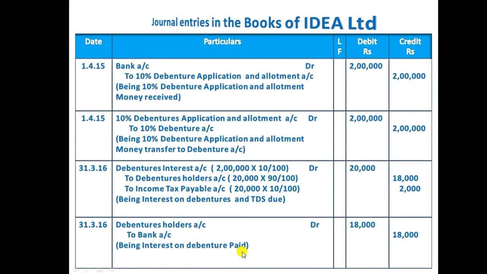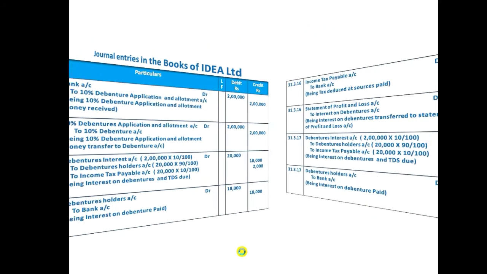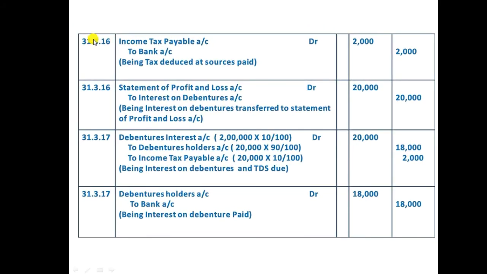After paying interest of 18,000, now the company will pay tax to the government. So 31/3/2016, income tax payable account debit 2,000 to bank account 2,000. When the company pays TDS, we need to credit the bank because the bank balance decreases.